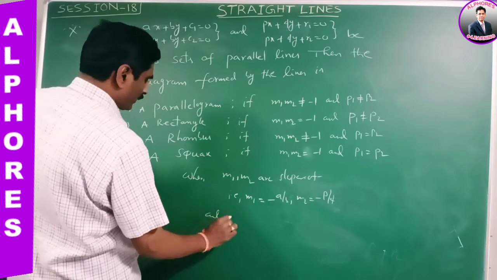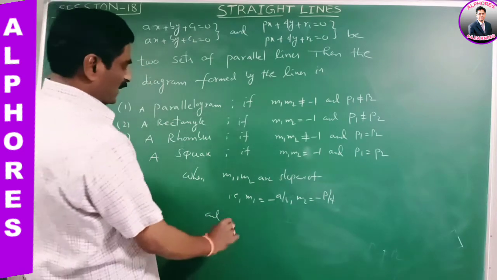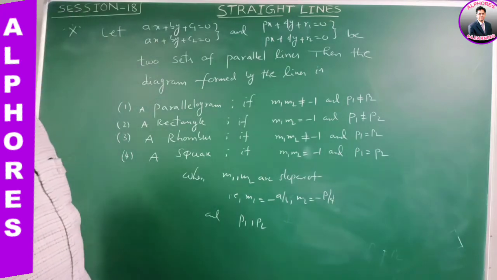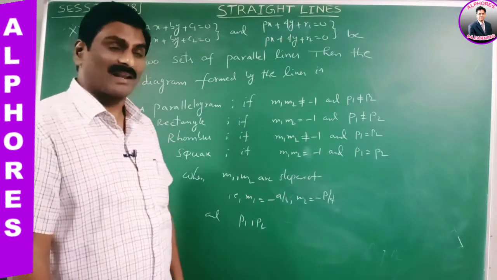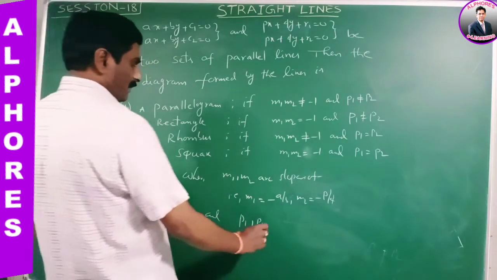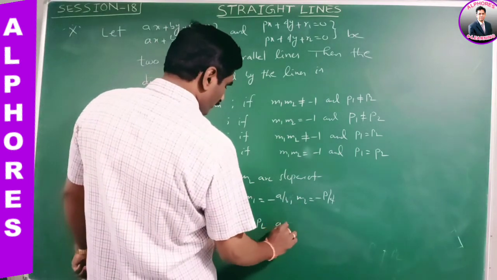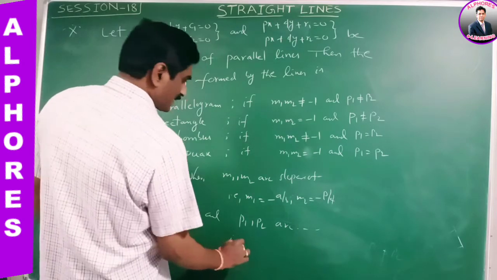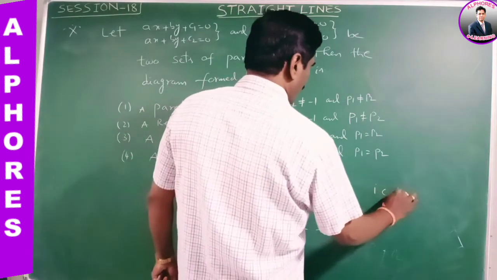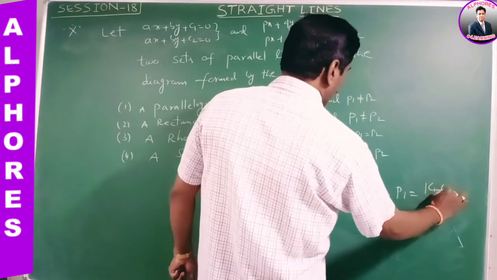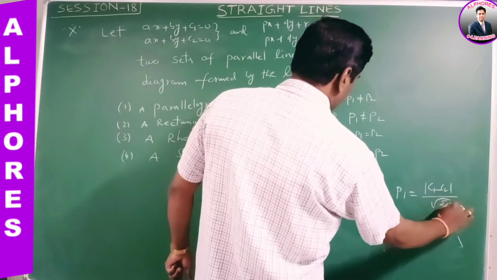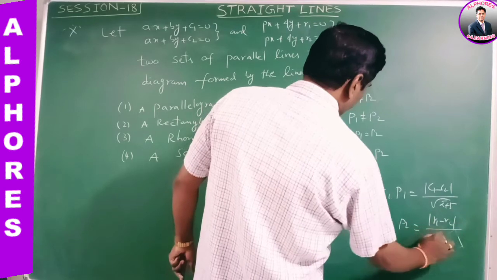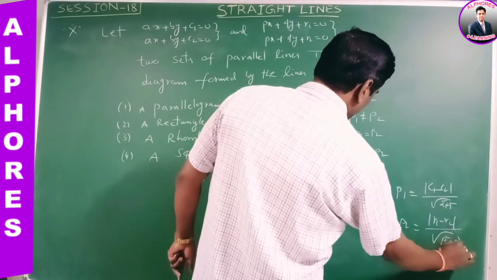And what are the values of p1, p2? p1, p2 are the distance between the two parallel lines. That is, what is the value of p1? That is, p1 is equal to mod c1 minus c2 by root over a square plus b square, and p2 is equal to mod r1 minus r2 by root over p square plus q square.